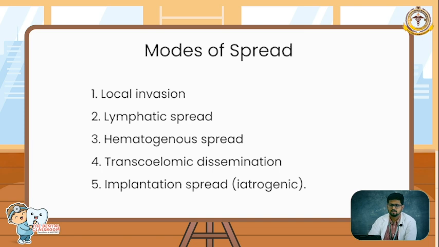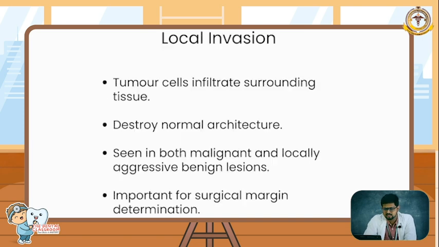Mode of spread: we have local invasion, lymphatic spread, hematogenous spread, transcoelomic spread, and implantation spread. We will discuss them in detail one by one. Local invasion is when tumor cells infiltrate surrounding tissue, which destroys the normal architecture of the tissue. It is seen in both malignant and locally aggressive benign lesions, and is important for surgical margin determination.